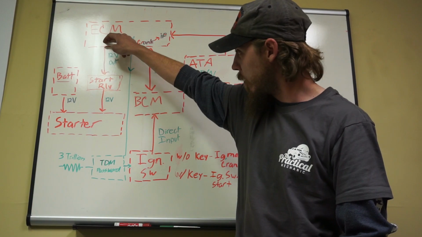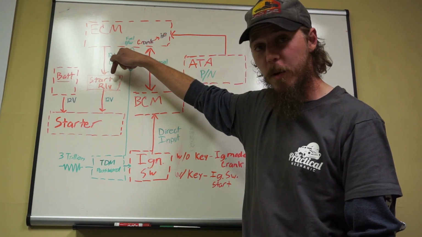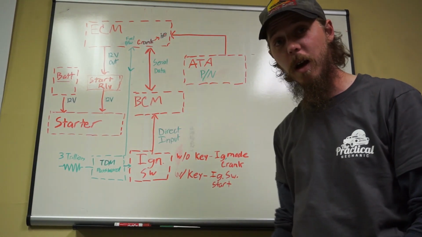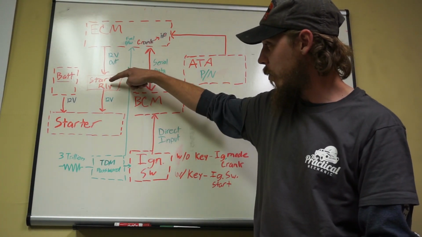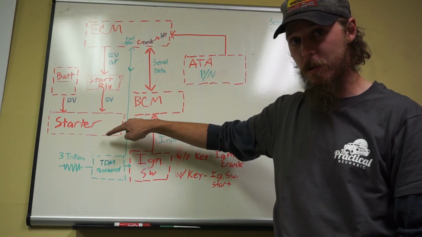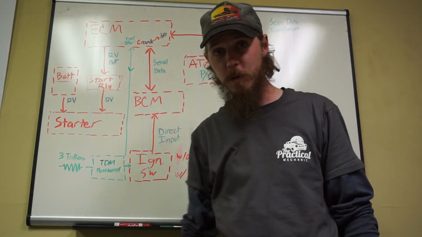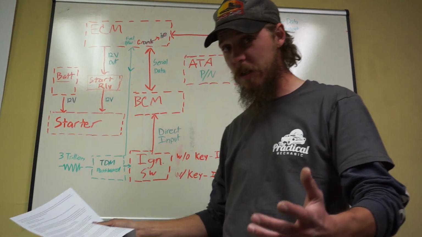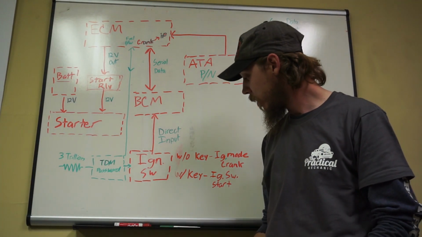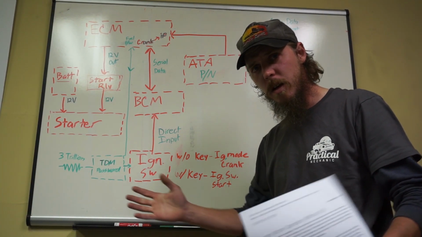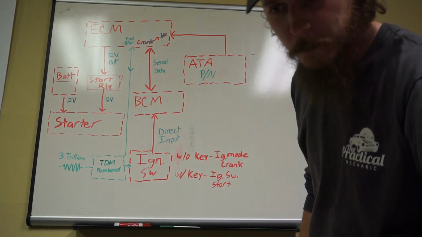Mr. ECM then goes out and sends a 12-volt output to the control side of the start relay. That start relay sends 12 volts to our starter solenoid. Everybody's happy, it cranks over, it gets its 12 volts. Good to go, right? Basic starter system, nothing too complex. So how would we diagnose that?